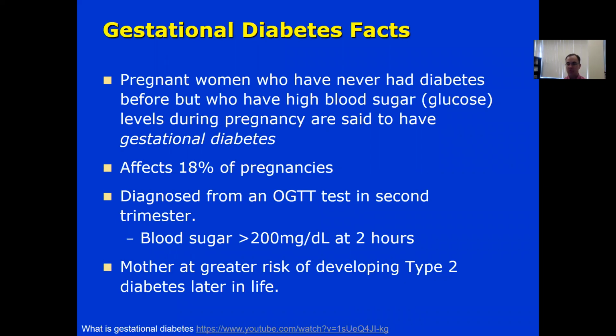And that's when you have a blood sugar greater than 200 milligrams per deciliter at 2 hours. Usually you're tested with an OGTT during your second trimester, around months 4 or 5 or so. The reason it's important to be tested is that gestational diabetes can be a risk factor for the woman to develop type 2 diabetes later in life, and the child also has a greater risk of developing type 2 diabetes later on in life.